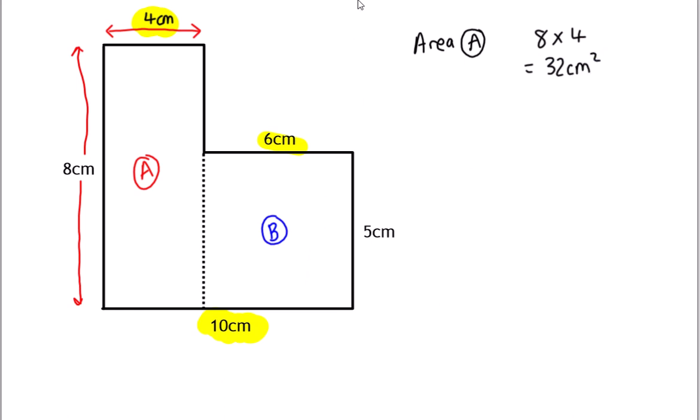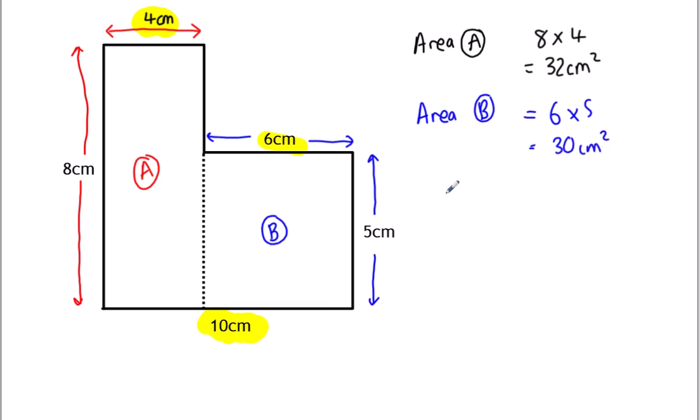Area B, I know it's 6 wide, and I know it's 5 tall. So I don't need to do anything with this one because I've got its measurements already. It's 6 wide and it's 5 tall. So area B is 6 times 5, which is 30, and then I can add them together to get the total. So the total is 32 add 30, which is 62 centimeters squared.